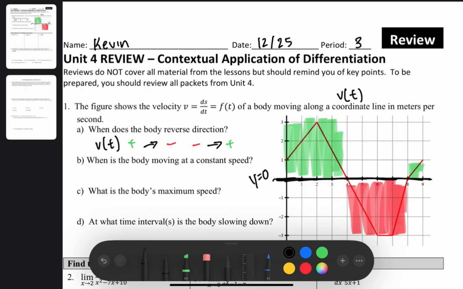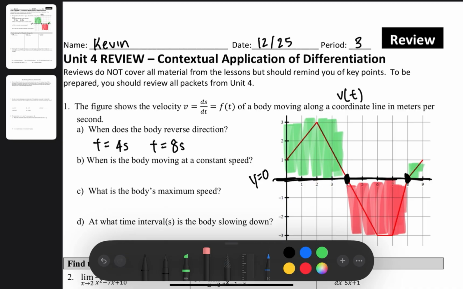And as we can see, it changes direction at 4 seconds and 8 seconds because it goes from positive to negative, then negative to positive. So we can write that down. Time equals 4 seconds. Time equals 8 seconds.